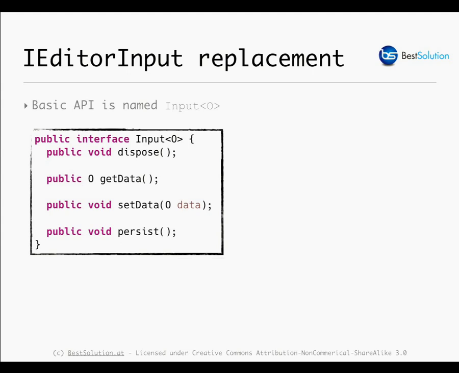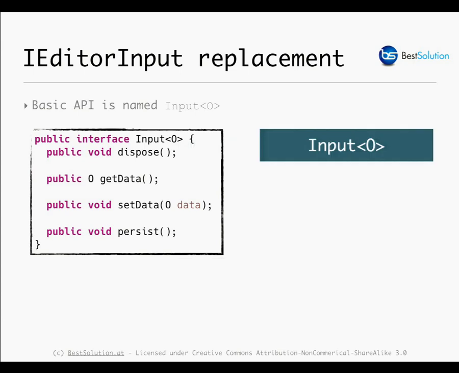It's a very small interface. It allows you to get data, to set the data, to dispose, to free the resources that you're allocating, for example, for file system locks and all this stuff, and it allows you to persist the content.